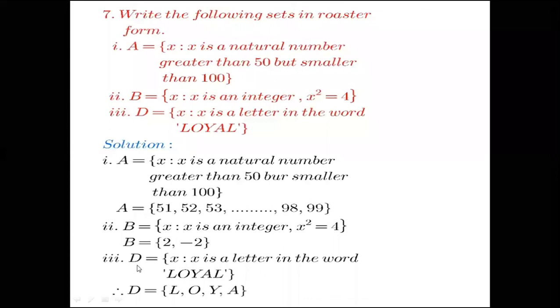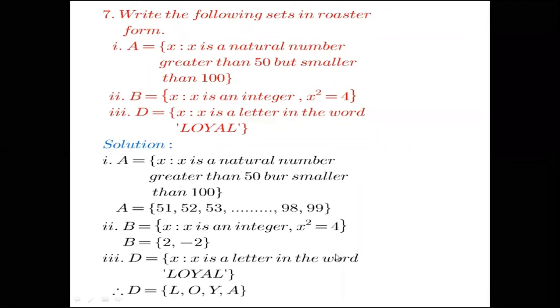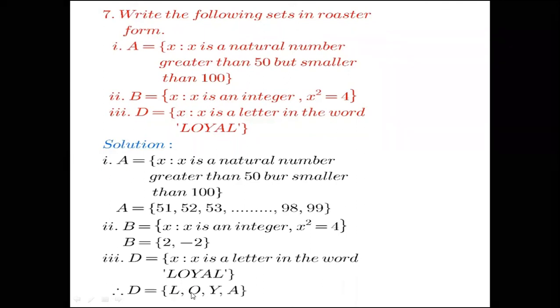Next, see the third one. D is equal to x such that, this type of problem has been repeated so many times. X such that x is a letter in the word loyal. As L is repeated 2 times, we'll write only 1 time. O has to be written one time. Next Y, then A. So here we will have the elements L, O, Y, A.